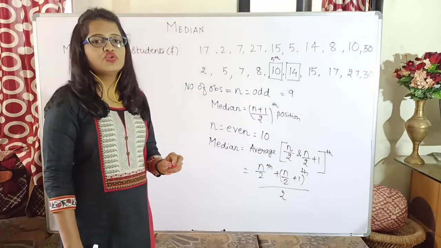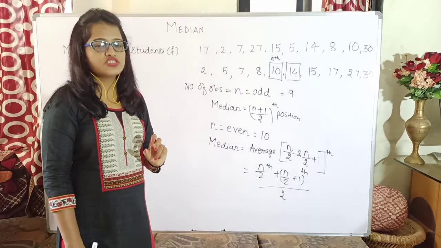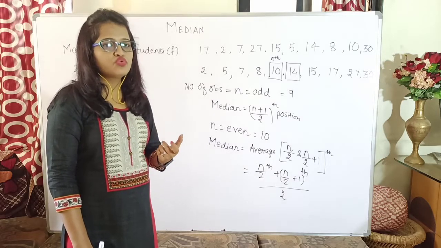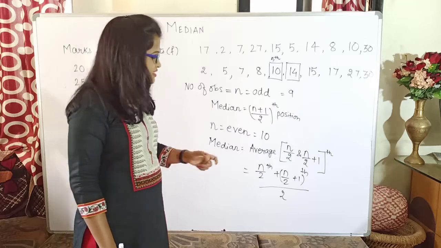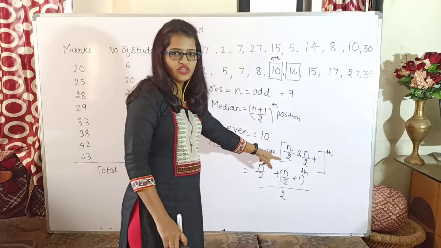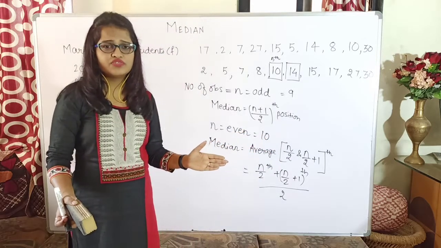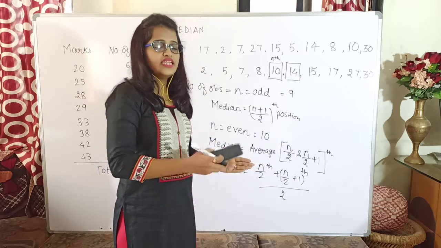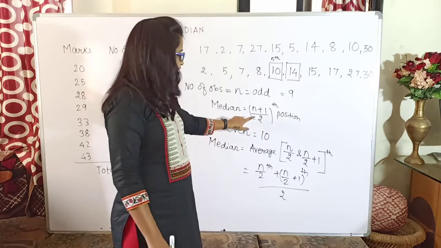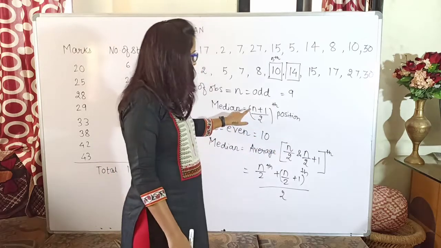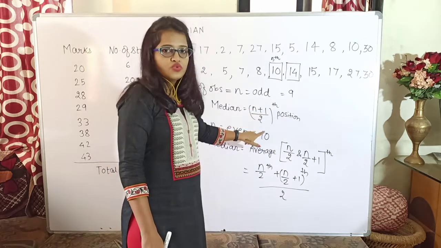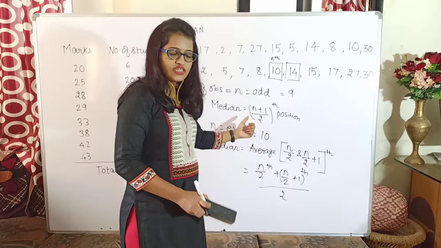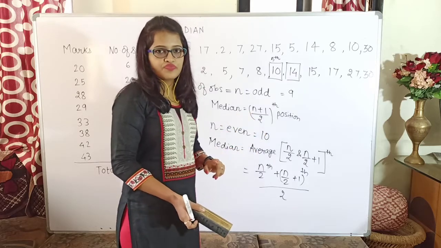In case of even, you will not get a single value which is the central most. Hence, you have to take the average of two central most values. If n is the number of observations, the central will be n by 2, isn't it? And immediately the next of it. See here is a difference between these two. Here n plus 1 by 2 means you are adding 1 to n first and then dividing it by 2, isn't it?